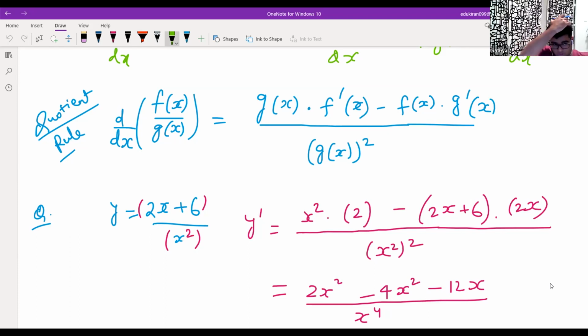So g of x, the whole square is, gx is x square, no? Gx is x square. So in place of gx, you put x square and there is 4x square there. Yes, this will be the final answer.